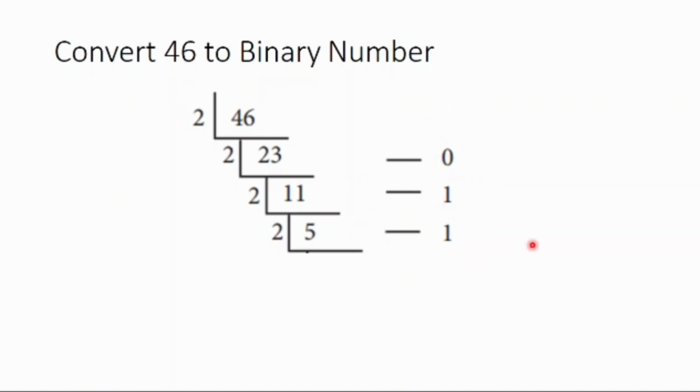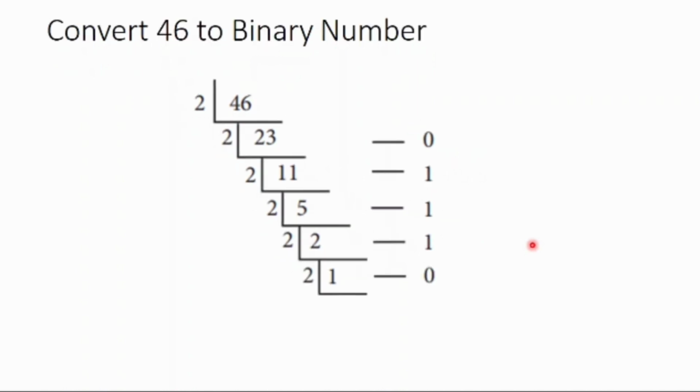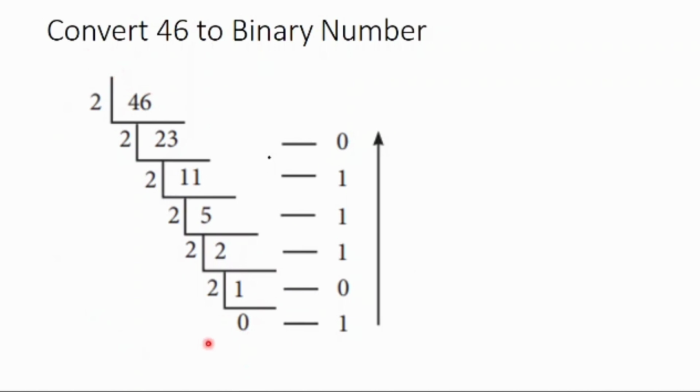Then when 5 is divided by 2, it would result in 2 and remainder 1. 2 divided by 2 will result in 1 and remainder 0. Again divide 1 by 2, it would result in 0 and remainder 1. So you have to divide until you get 0 and then take the values from bottom to top.